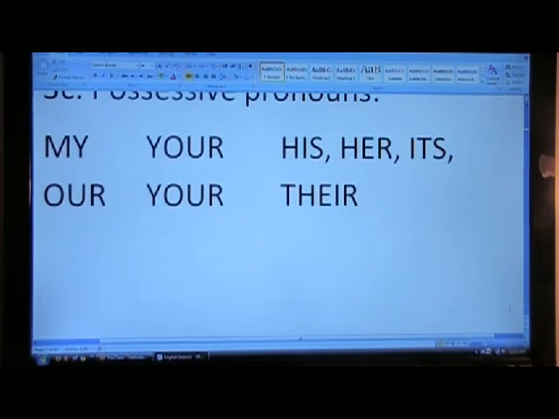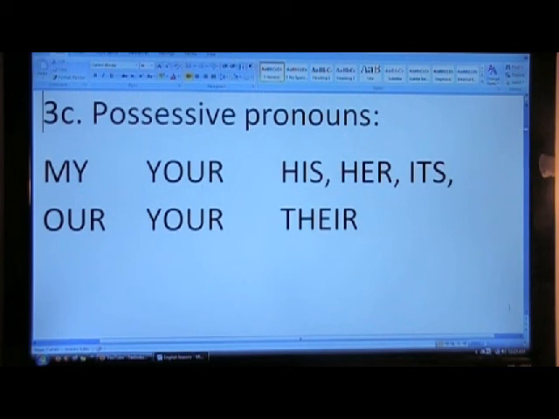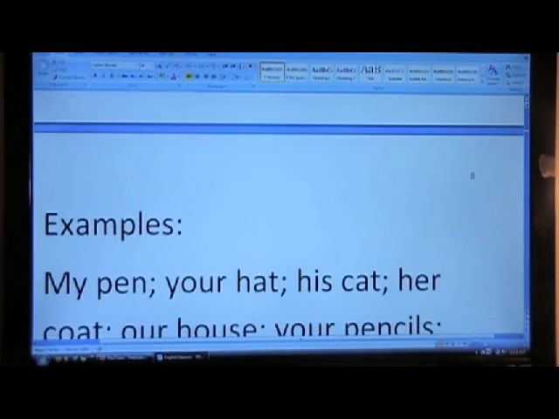We also have possessive pronouns. Possessive pronouns are used when something belongs to somebody. So we begin with these words: my, your, his, her, its, our, your, their. We call them possessive pronouns. We'll use them in sentences.